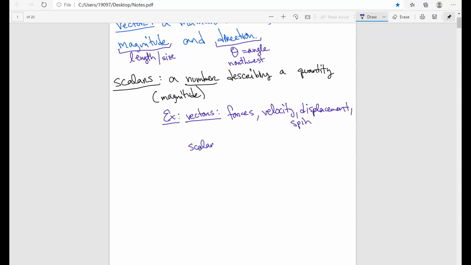Then we also have something called scalars. Scalars are just quantities, just a number. For example, speed. The speed of something just tells you how fast it is going, but it doesn't give you any direction. It just tells you the magnitude itself. Same thing with distance. These are just scalars, single numbers. They don't tell you anything about the direction.